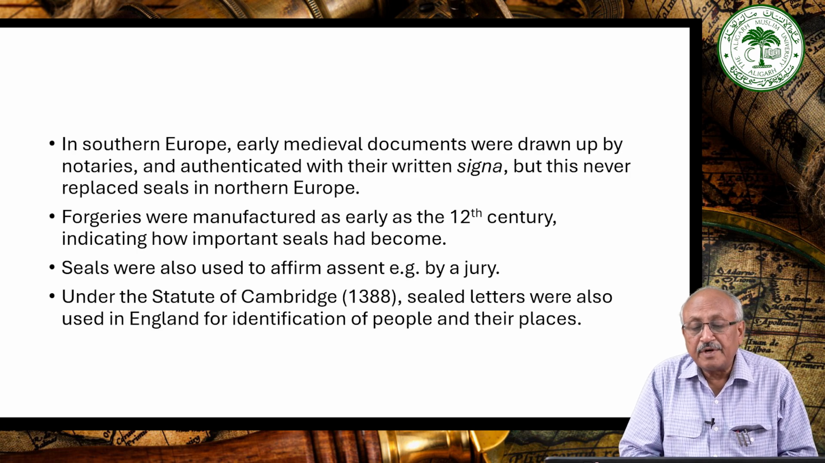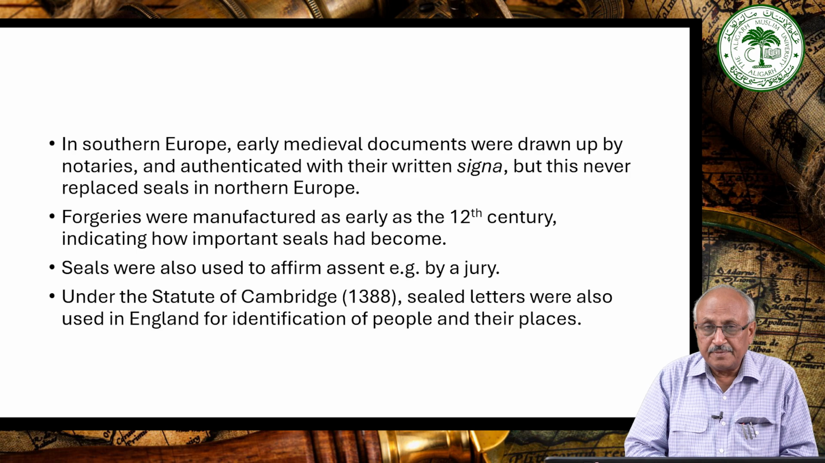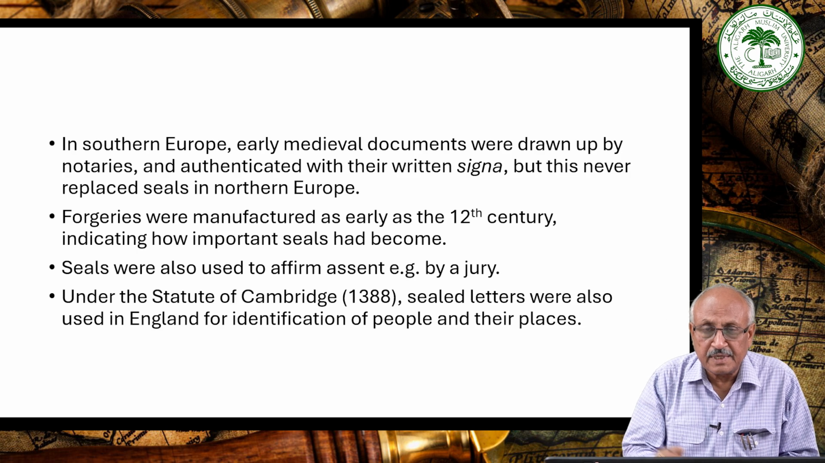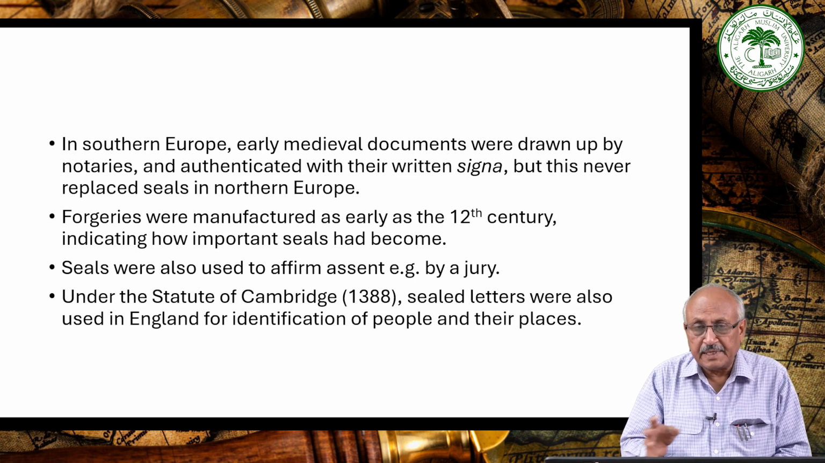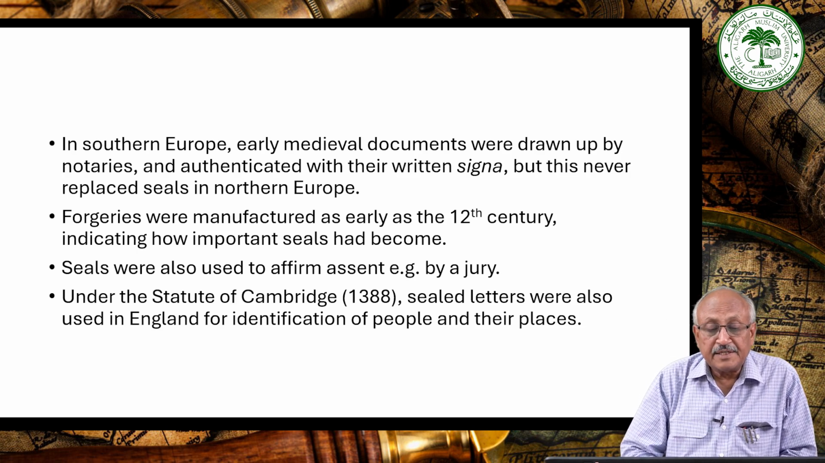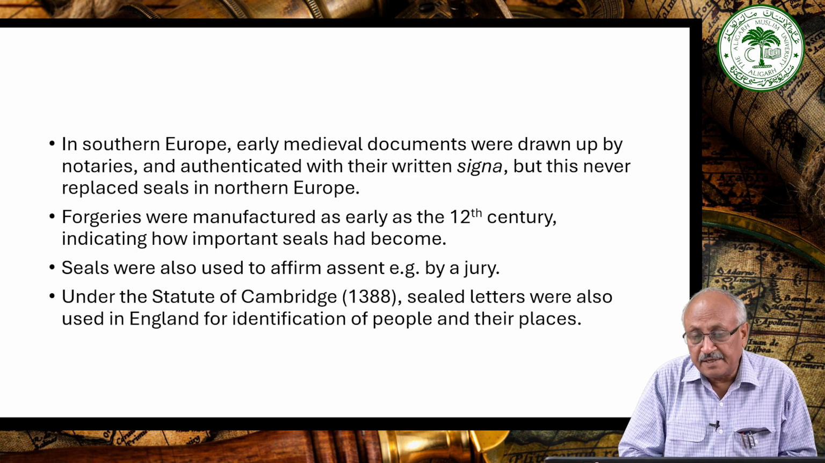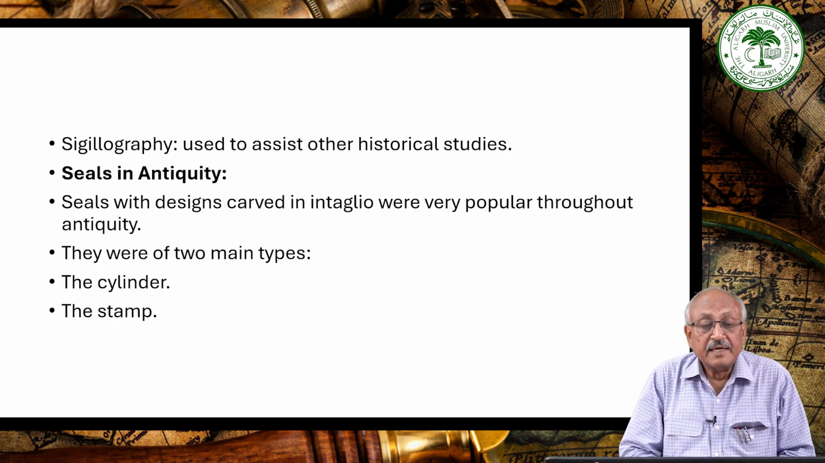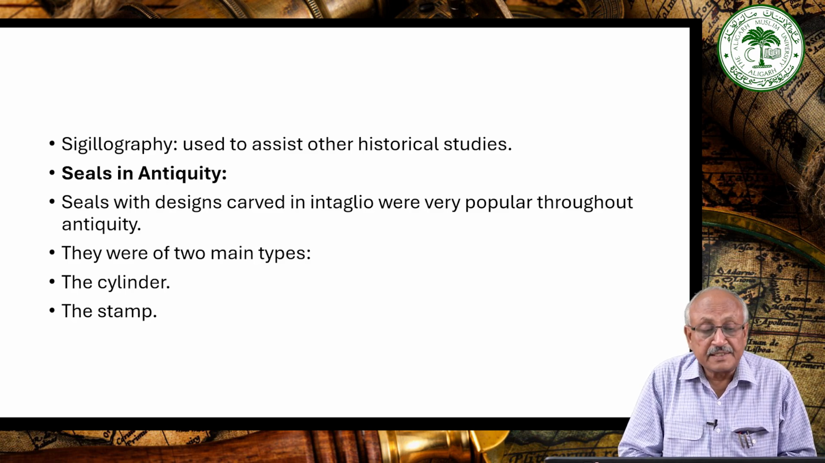Seals were also used to affirm assent by a jury. Nowadays, when the judge passes his judgment, he puts a seal. The officer puts a seal on his letter, that, look here, this is the most authenticated letter by me because it bears a seal. Under the Statute of Cambridge, 1388, 14th century, sealed letters were also used in England for identification of people and their places. That is the significance. So, sigillography is used to assist other historical studies.